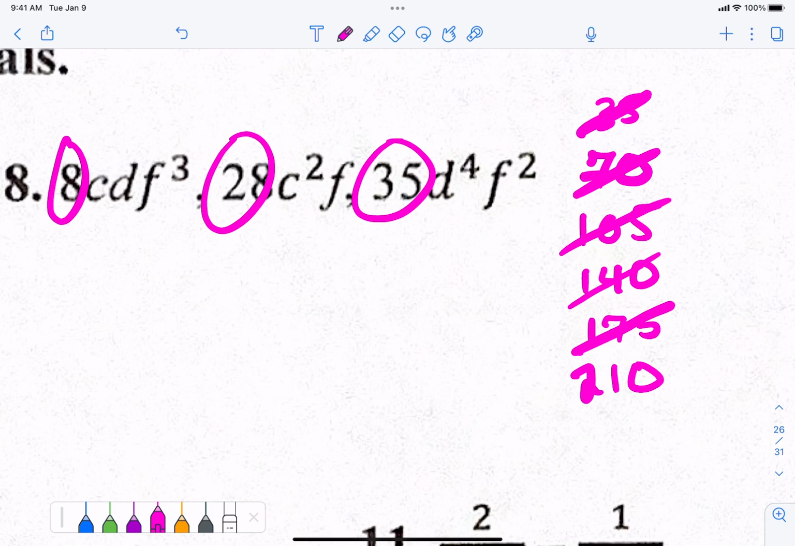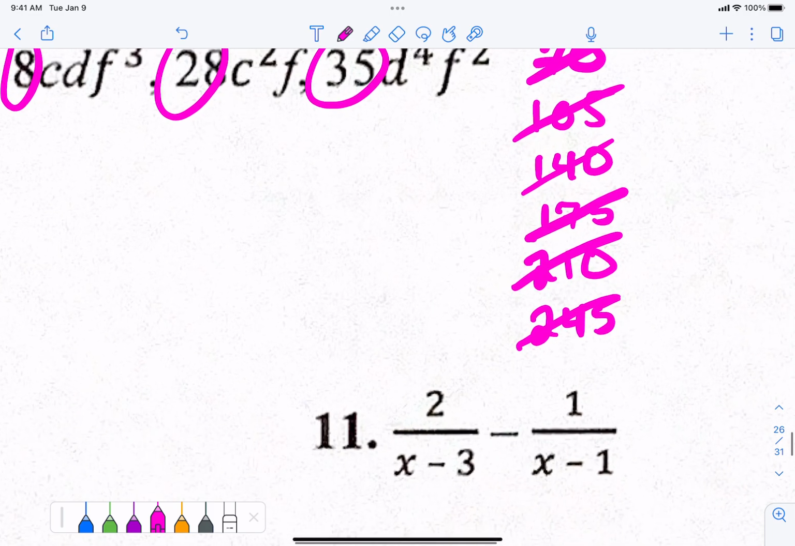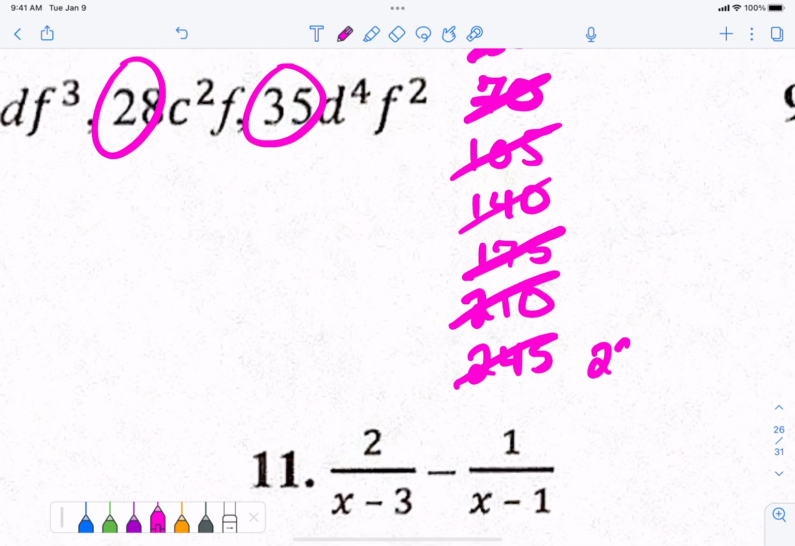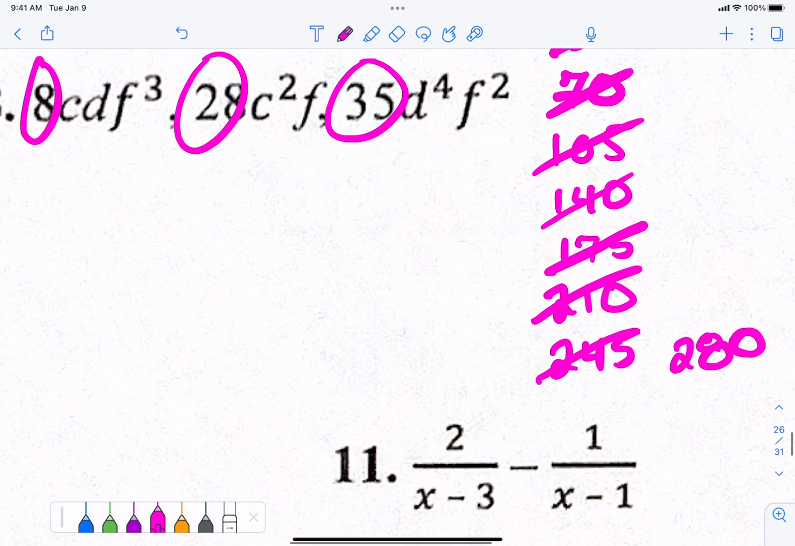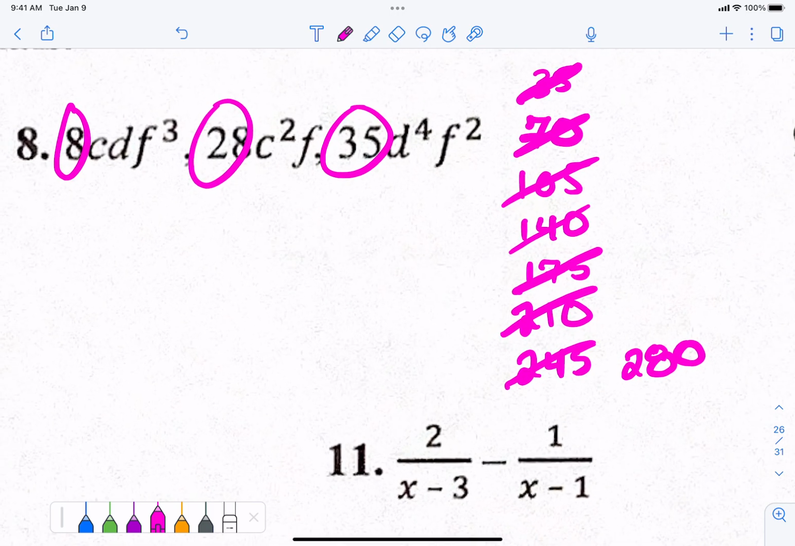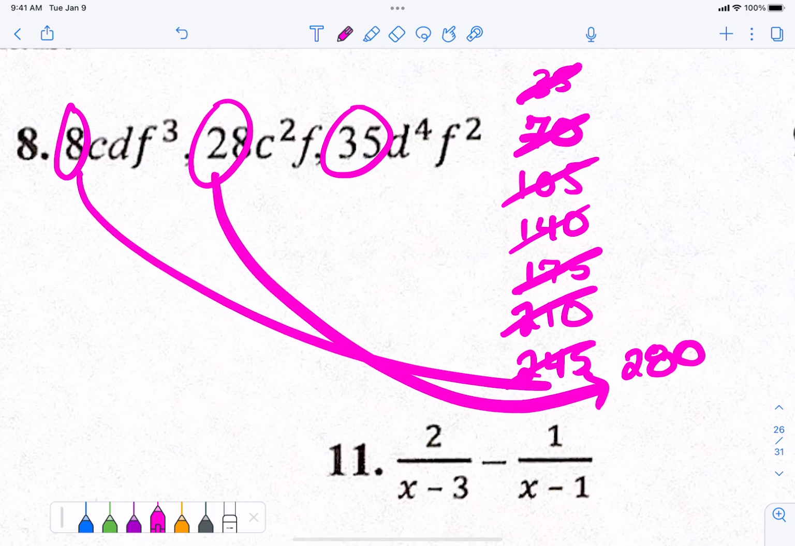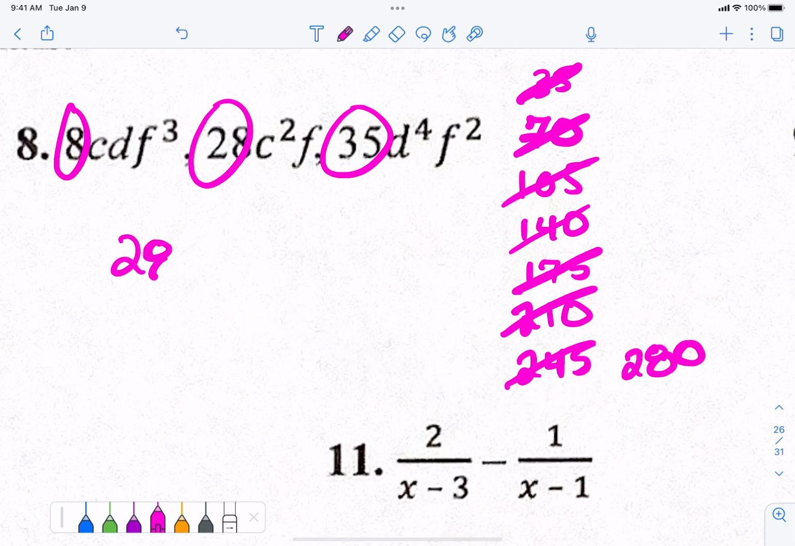No? Okay. The next number up would be 245. Does 8 go into 245? No, because it's not an even number. 8 goes into 280. Does 8 go into 280? Yeah. 35. Does 28 go into 80? Or excuse me, does 28 go into 280? So the number is 280. All right, that's the hardest part.